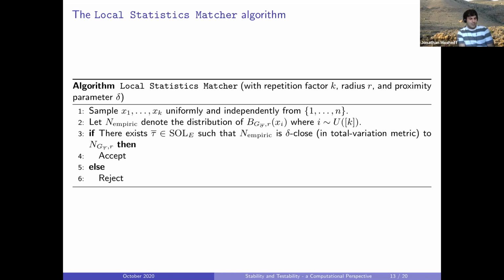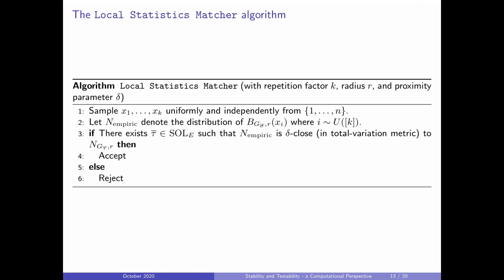But I do have this mysterious step here: if there exists some solution tau which is close in total variation metric to an empiric. The question is, how does one implement this? In general, I don't have an efficient way to implement this. The way would be to go over all taus and compute for each tau its empirical distribution. So this would take time exponential in n to go over all solutions. It will take more time than just checking that x1 through xk is a solution, no?